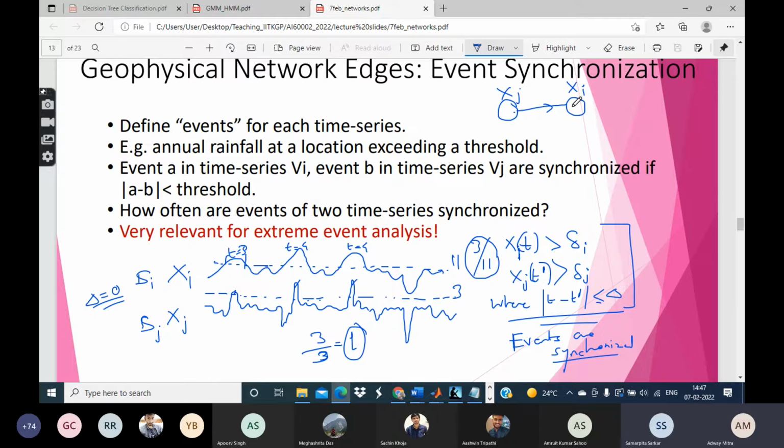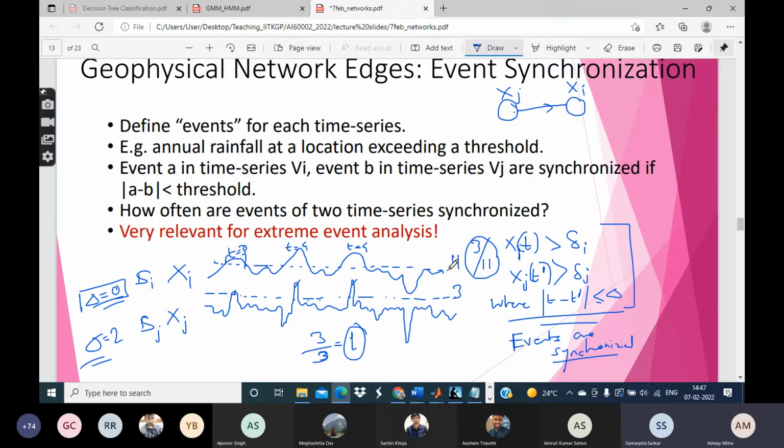Another important thing to note here is the value of the lag delta. In this case, I have assumed delta equal to 0, but you can also include delta equal to 2 and so on. If you consider delta equal to 2, then these numbers might change.